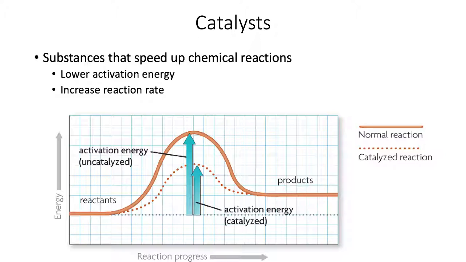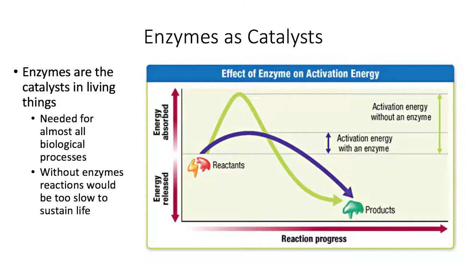Catalysts are things that speed up chemical reactions by lowering the activation energy so that you need less energy, kind of like if you had a smaller hill to push the ball up. Okay, so catalysts are substances that help lower activation energy. Now, catalysts involved in biology are called enzymes. So enzymes are catalysts. They're biological catalysts.